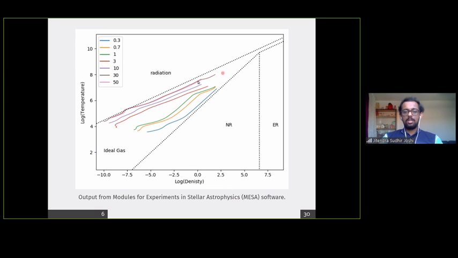This is actually one of the outputs I got from MESA, a software known as Modules for Experiments in Stellar Astrophysics. You can search for this, and you can actually create a model of how a star evolves. We'll definitely see some of the simulations that I did here at the University of Bonn.